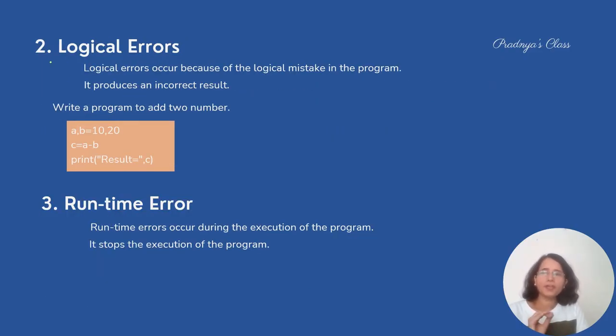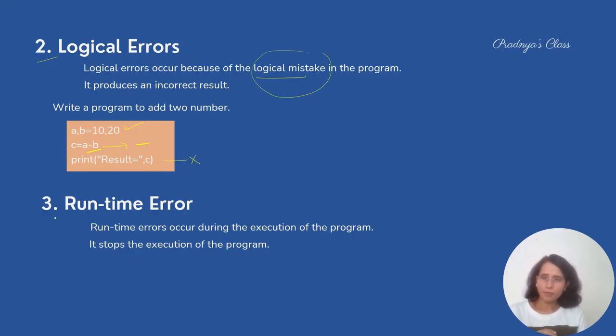The second type of error is logical error. A logical error occurs because of logical mistakes in the program. Though the syntax is correct, if your logic is wrong, you will get the wrong output. Consider this example: we have to add two numbers here. We have taken two numbers, which is correct. But instead of adding, I am using the subtraction operator. Though the syntax is correct, we will get the wrong result.